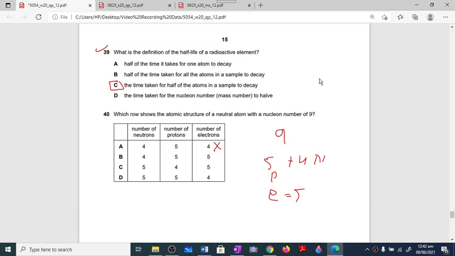So if we take the number of neutrons as 4, the number of protons is 5 and the number of electrons is 5. 5 plus 4, 9. So for question number 40, if we take the number of neutrons 5 and number of protons 4, electrons should be the same. So this is valid, this is invalid, this is invalid. So option B is the valid option.